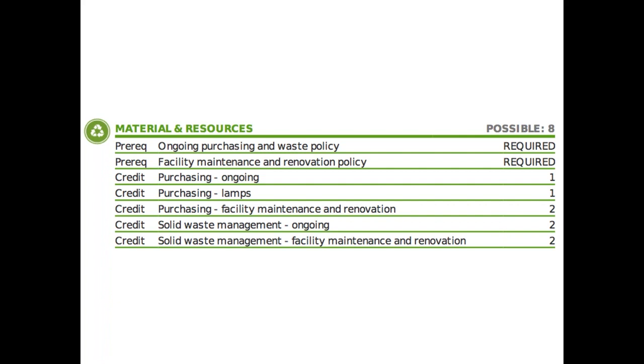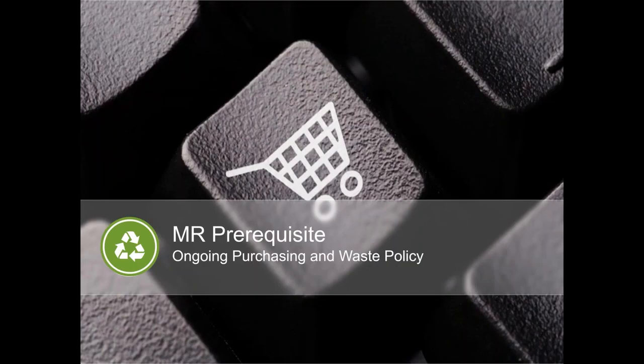So there are two prerequisites for materials and resources. One is ongoing purchasing and waste policy. The second is facility maintenance and renovation policy. And then there are 5 credits from there that are essentially components of those prerequisites and achieving those components to a further level. So we will dig into that.